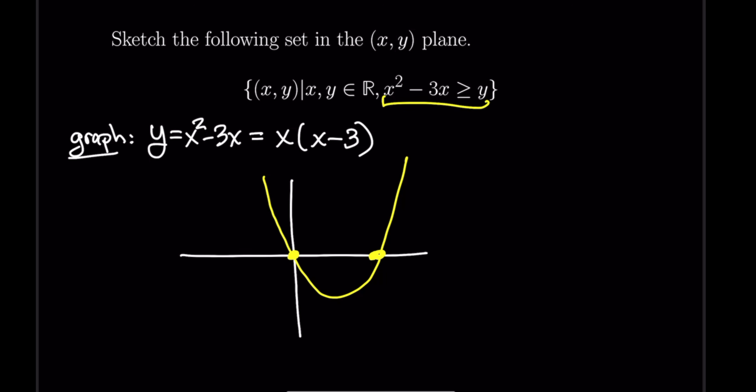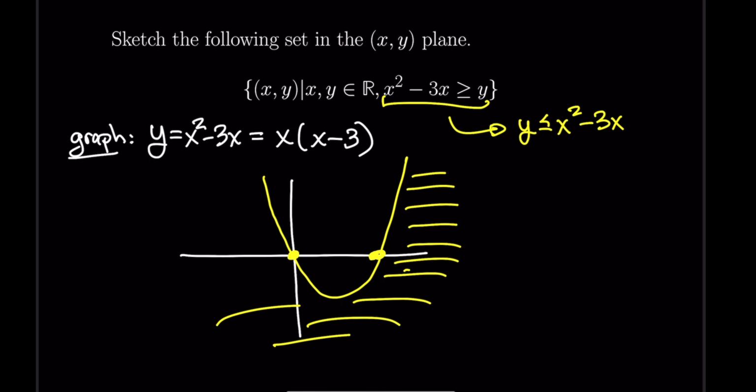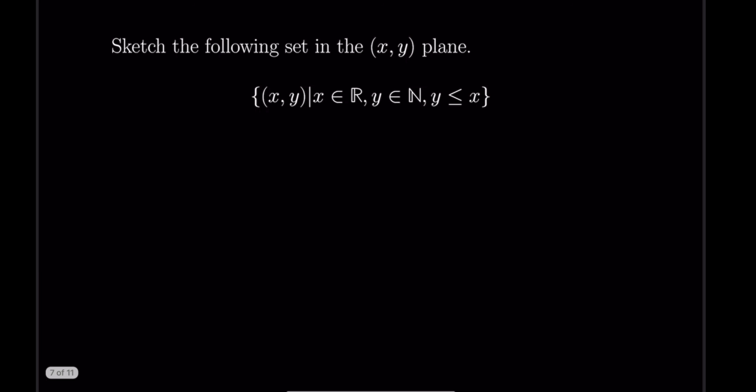I think maybe it's a little bit more natural to rewrite this as y less than or equal to x squared minus 3x. So that means we need all y values that are below this. So that would be the shading that we want in this case. Okay, so we've got another one.